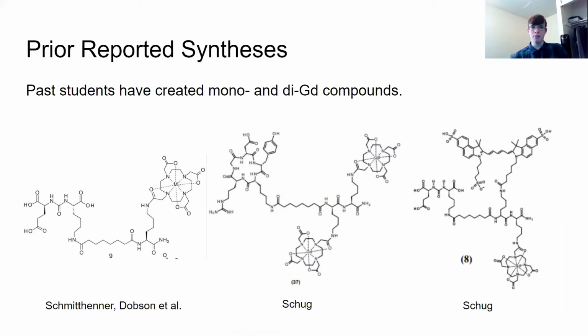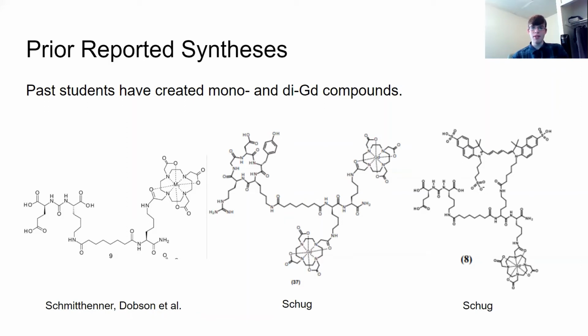Past students have created mono and di-gadolinium targeting agents. On the left is a lysine-based gadolinium targeting agent. It contains the DCL targeting group, which means that it's effective to image prostate cancer. In the middle is a digadolinium targeting agent. The gadolinium molecules are attached to lysine groups. And you'll notice that instead of DCL, there is a different targeting agent. This agent works against breast cancer cells.